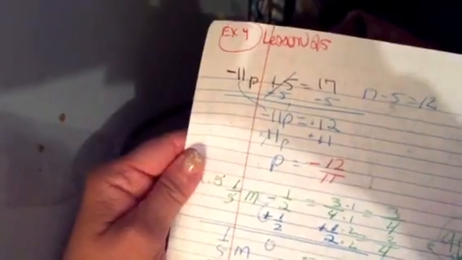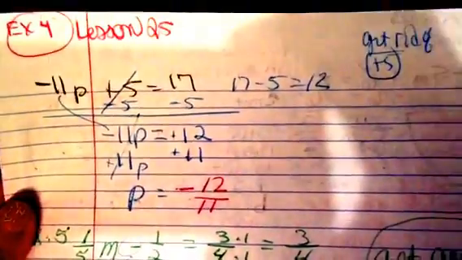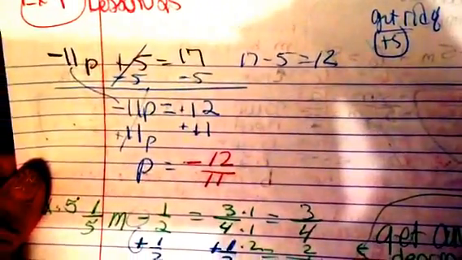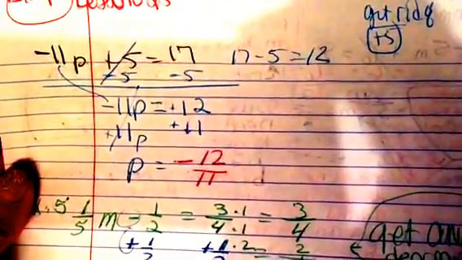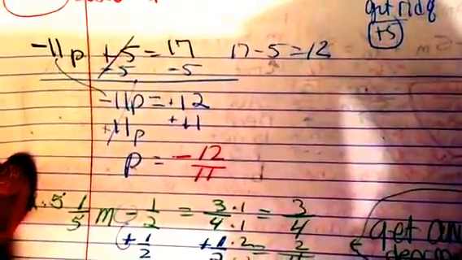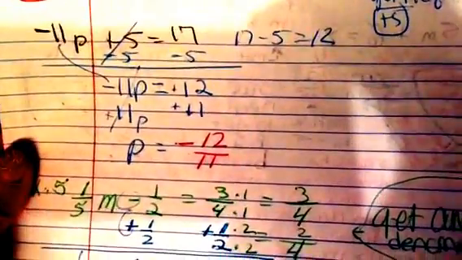Okay, so for your introduction, this is your last one for the introduction. Example 4 on page 25. Negative 11p plus 5 equals 17. We need to get rid of the positive 5 by putting a negative 5 under 17 and positive 5. 17 minus 5 is 12. But the 5's cancel out, leaving negative 11p equaling 12.